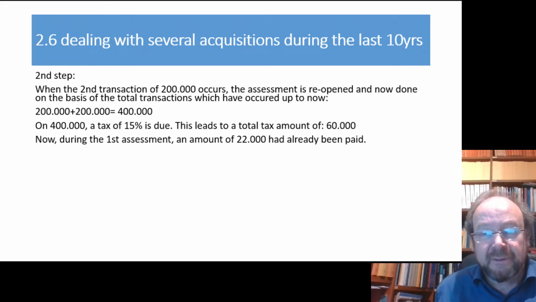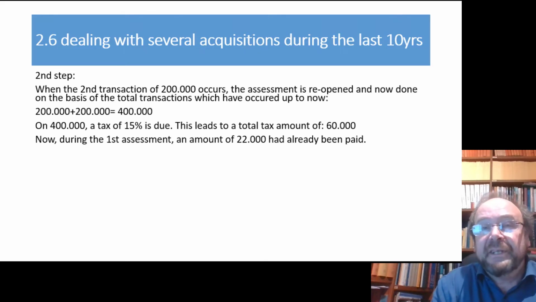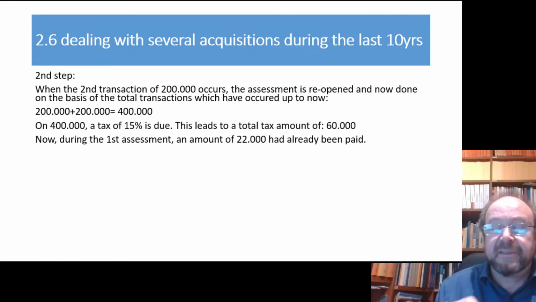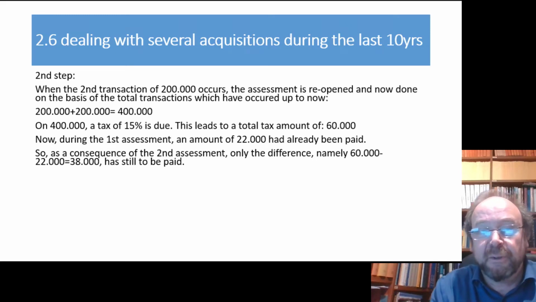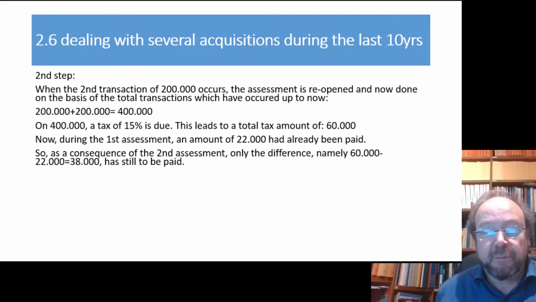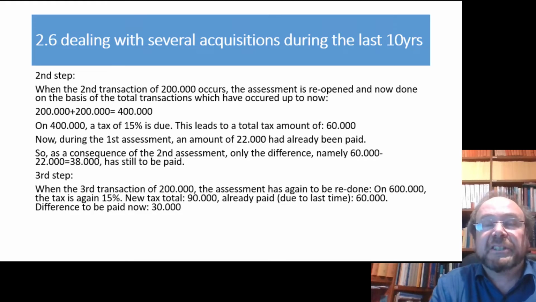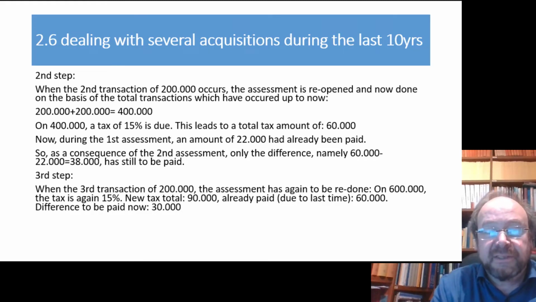Now, there has already been a former version of our assessment where we charged our taxpayer 22,000. These 22,000 have naturally already been paid the last time. So what is still due? Naturally, only the difference, 38,000. Good. What comes after the second step? Well, the third step, and that would be, again, a transaction happens, a donation, 200,000.